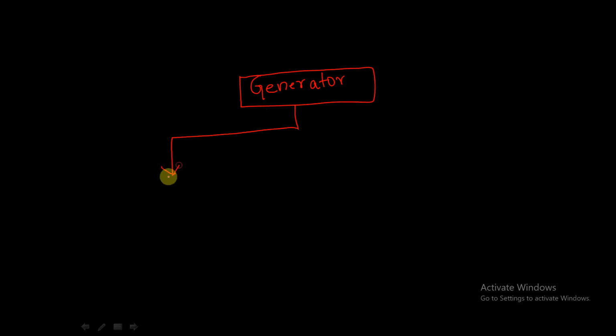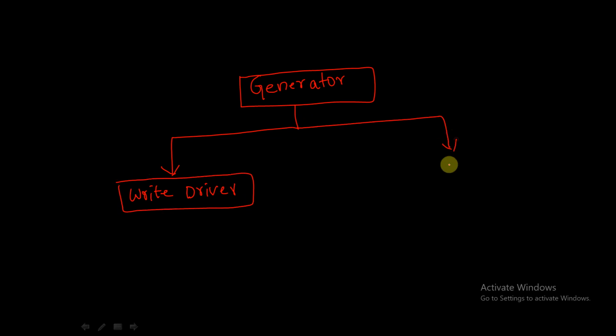Basically, we have already seen our testbench structure in our previous videos. So this was our generator class file, and it was sending the random data, which was randomized during the randomization process, to our write driver as well as read driver. So this we have already seen.